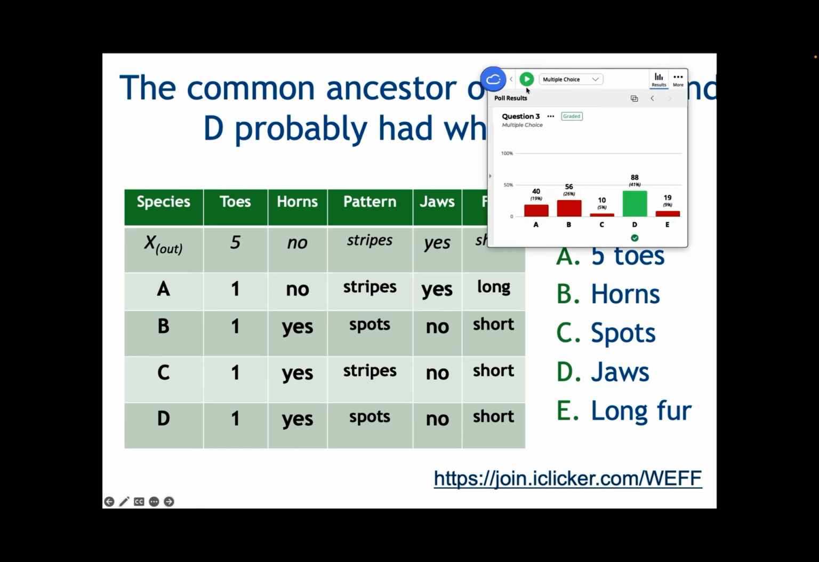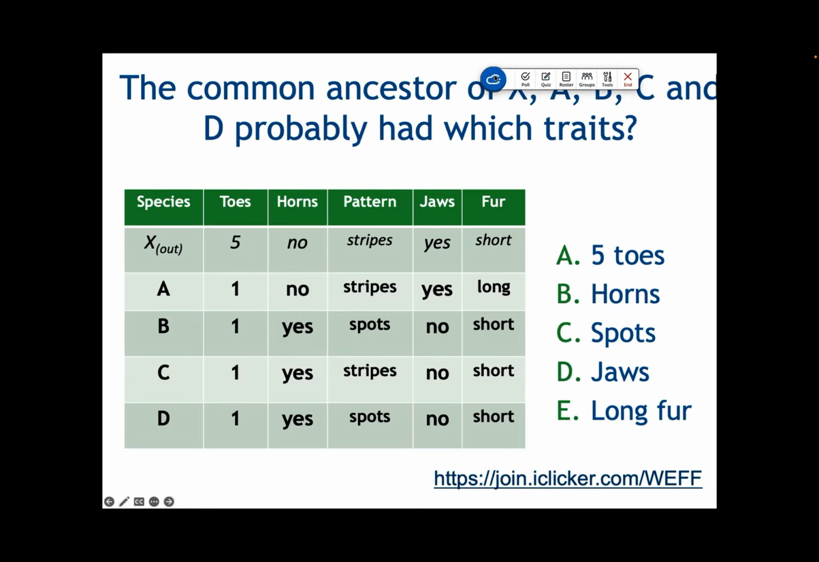Nice, okay, yeah, D is the correct answer here. The common ancestor of this whole group probably had jaws. So you can see jaws is a trait that is present in the outgroup, and it's present in some of the in-group, but not all of the in-group. Common ancestor probably did not have horns, because horns are found in some of the in-group, but not the outgroup. Horns are probably a derived trait.